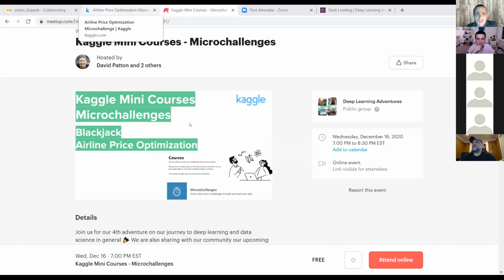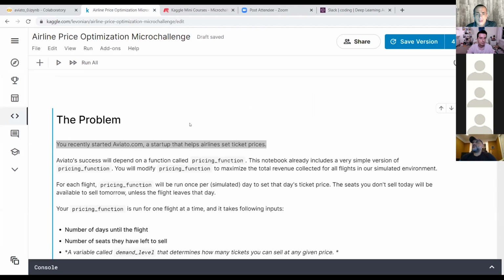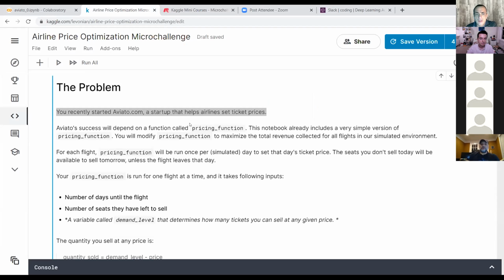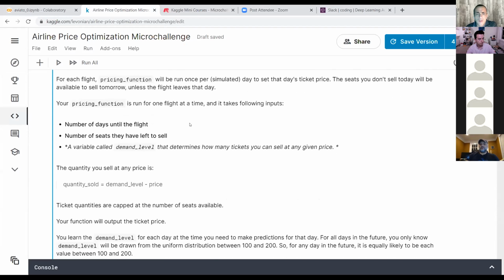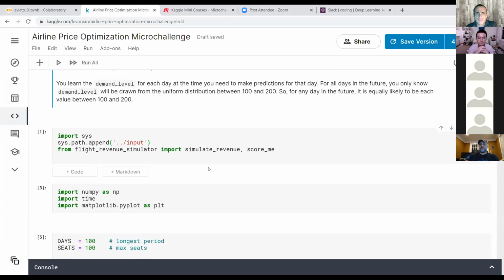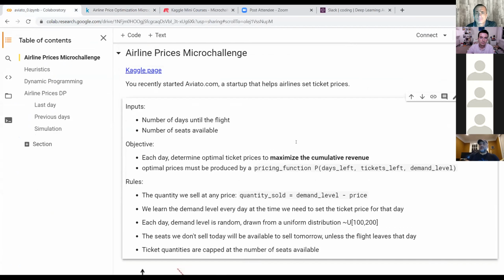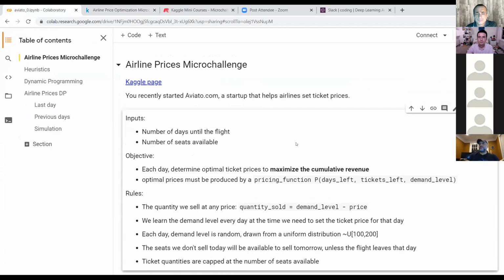So the Kaggle page itself doesn't have any data. It just has a short explanation of the problem, and then they have some framework. They basically provide some helper functions for us to evaluate what we create. So I decided, instead of working here, to create my own notebook in Google Colab, which is slightly more convenient than the Kaggle shell itself.